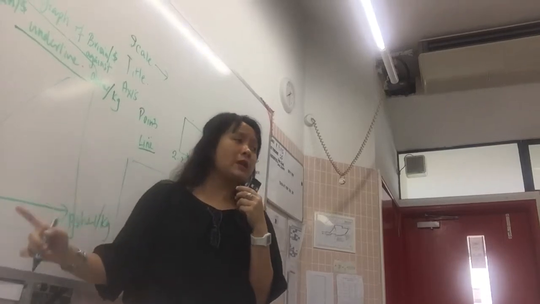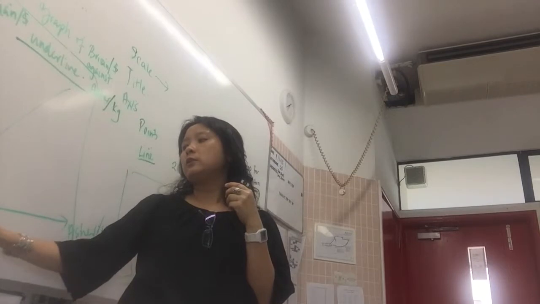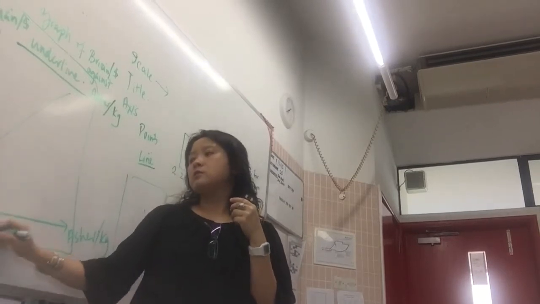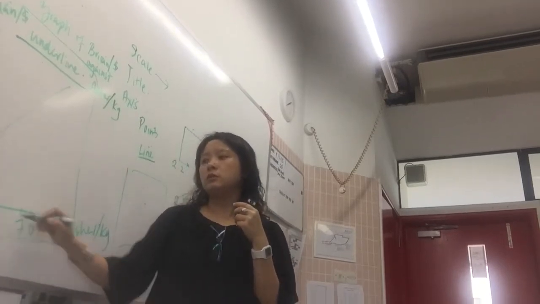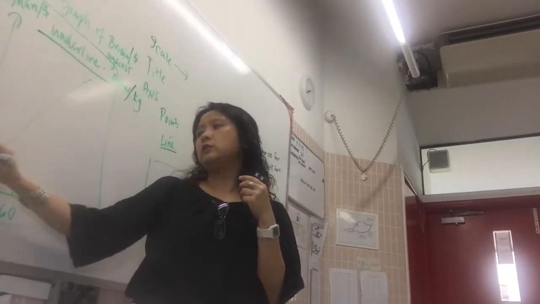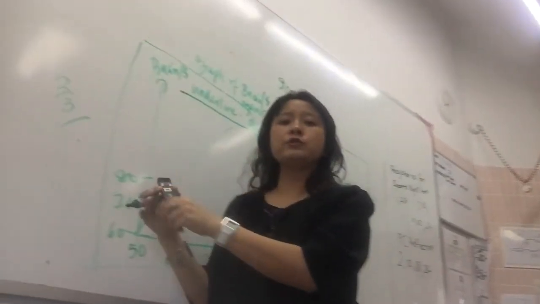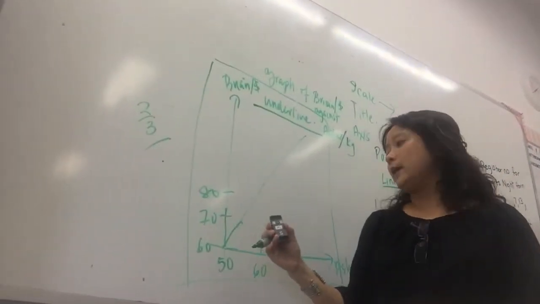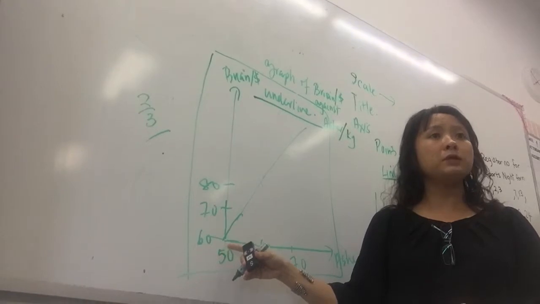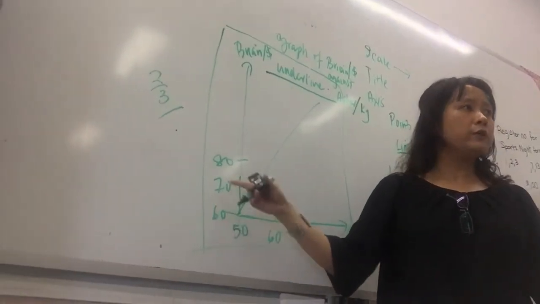Now, if you need to start at 50, just write down 50, 60, 70. And then if you want to start at 60, you start here at 60, 70, 80. You do not have to start at 0 here. You can start at 50 or whatever you want here.